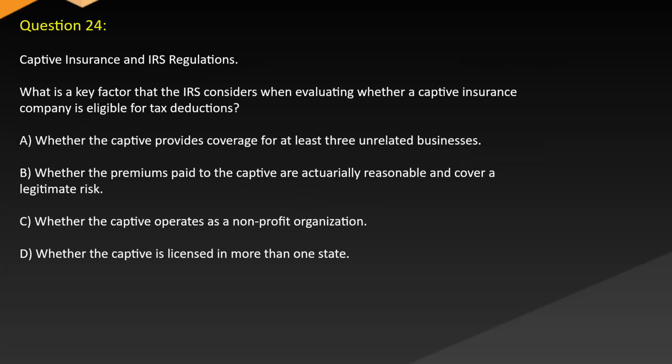Question 24. Captive insurance and IRS regulations. What is a key factor that the IRS considers when evaluating whether a captive insurance company is eligible for tax deductions? A. Whether the captive provides coverage for at least 3 unrelated businesses. B. Whether the premiums paid to the captive are actuarially reasonable and cover a legitimate risk. C. Whether the captive operates as a non-profit organization. D. Whether the captive is licensed in more than one state.